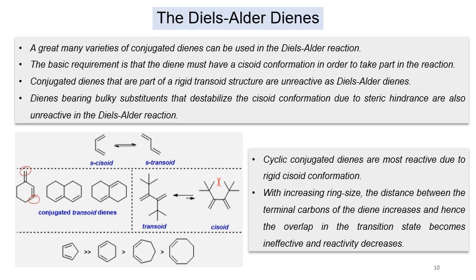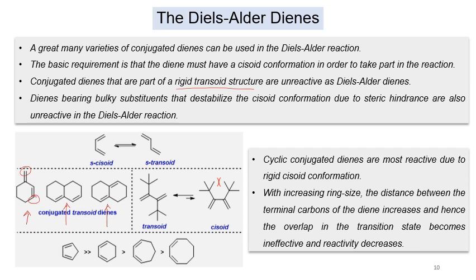So any of the dienes that are part of a rigid transoid structure cannot take part in a Diels Alder reaction. For example, you can see in this particular example, as well as in the second one and the third one, they are all transoid structures and they are rigid. They are part of a ring system. Therefore, they cannot turn into the s-cis form. Therefore, they cannot react under Diels Alder conditions.